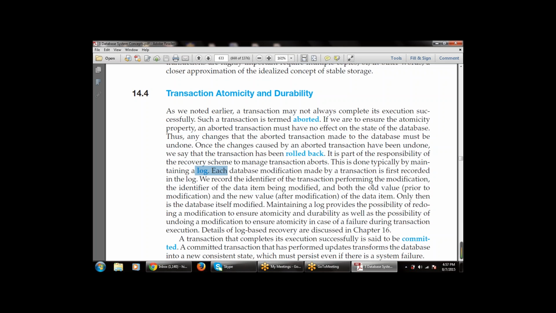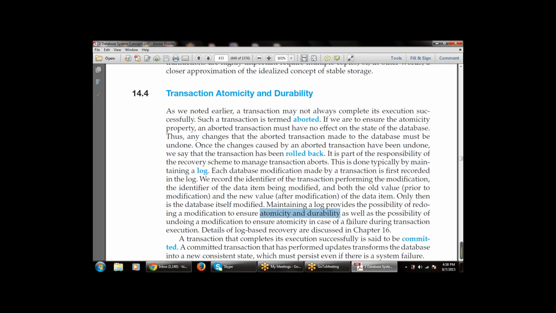Maintaining a log also provides the possibility of redoing a modification to ensure atomicity and durability. That means we can redo the work, we can again carry out the modification that was done, which ensures durability and atomicity, as well as the possibility of undoing a modification to ensure atomicity in case of failure during the transaction. So whenever there is a failure during the execution of the transaction, it must be handled by atomicity and durability. And when the transaction completes its execution, that is known as a committed transaction.